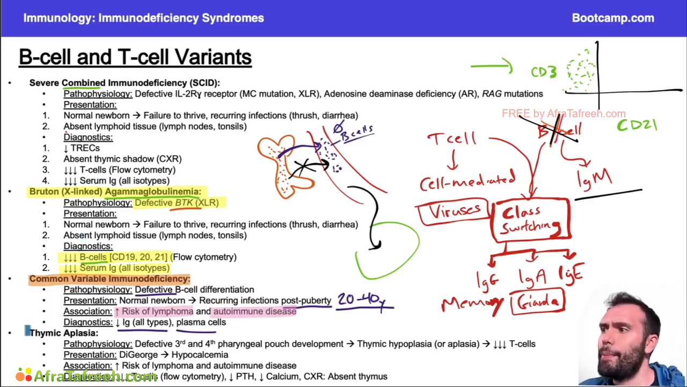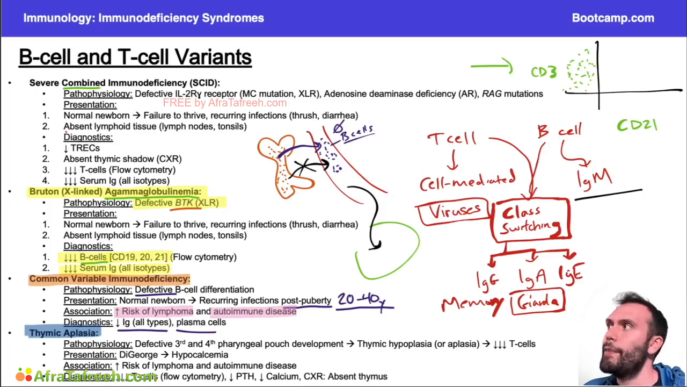And we'll talk about thymic aplasia here. I won't go into all of the details here. I think it's just important to distinguish these. So let's just talk about how thymic aplasia is different from some of the other pathologies here. Now, with thymic aplasia, we're primarily going to be talking not so much about the B cells, but the T cells in particular.